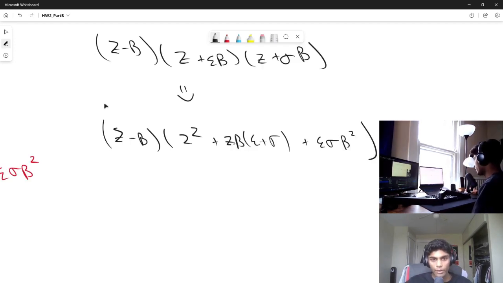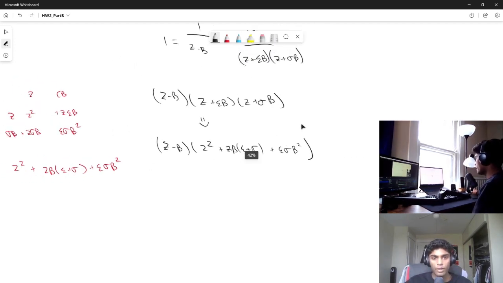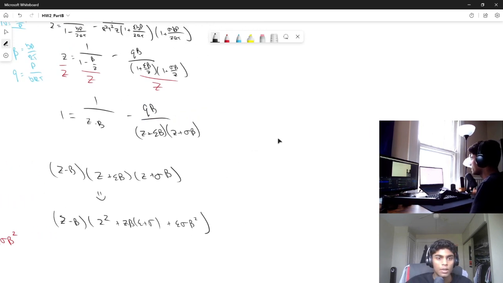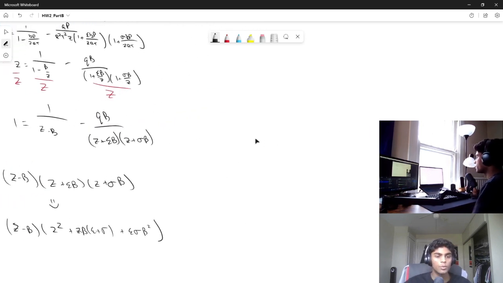So now that we've derived this common denominator that we're going to have, what we can do is we're going to go back to this original equation and we're going to go ahead and multiply everything by that factor. So in order to get this fraction equal to this fraction, we need to multiply the numerator by z plus epsilon b, z plus sigma b. So that's going to be like this.